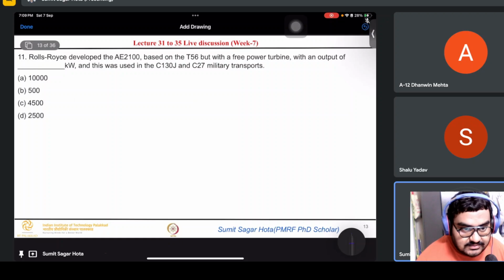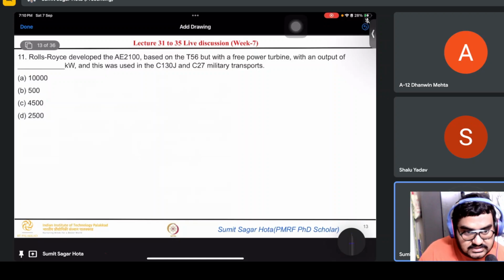Rolls-Royce developed the AE2100 based on the T56, but with a free power turbine with an output of a given number of kilowatts, and this was used in the C-130J and C-27 military transport. It should be noted that Rolls-Royce is not only producing commercial cars, it is actually producing gas turbine engines.